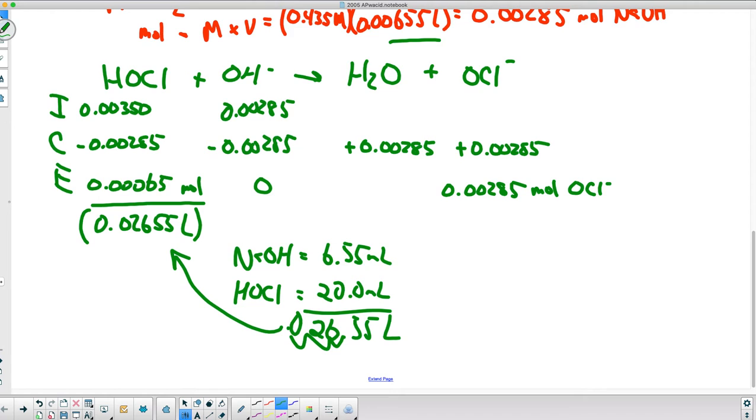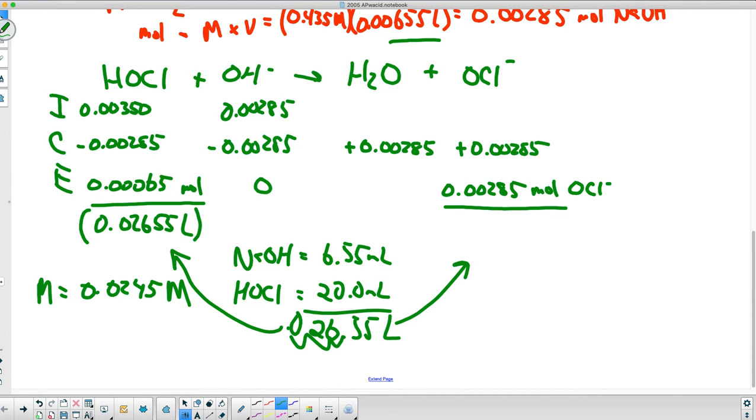That means my concentration from my HOCl would then of course be like that. Now I know this is ridiculous. I understand that there is a lot going on here, but notice that I have that number of moles.